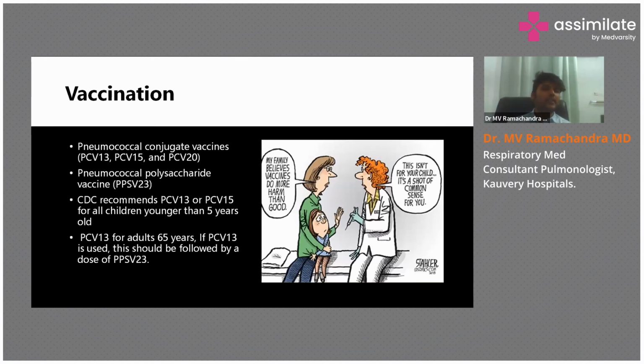So PCV 13 is given there. After PCV 13, they can receive PPSV, the polysaccharide vaccine 23, which covers 23 variants. It is given a year after PCV 13. So these are the things which can be done to prevent an infection and prevent mortality. These are things which can be done to prevent any pneumonia.